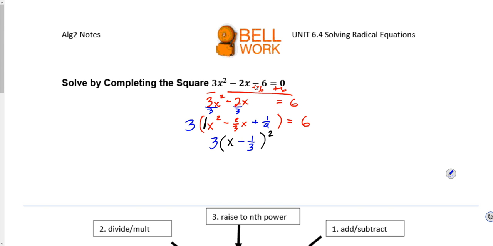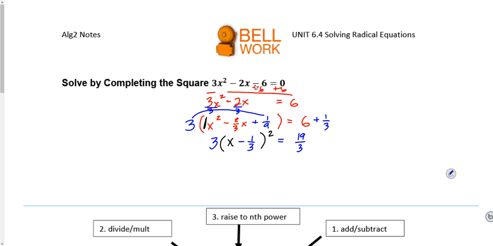And then you have to multiply it with the number that was in the front. So 1/9 times 3 is 1/3. So we have to add 1/3 to this side, and 1/3 to the other side, that way we can balance it out. So 6 plus 1/3, I think that ends up being 19/3. And that's the complete the square step.